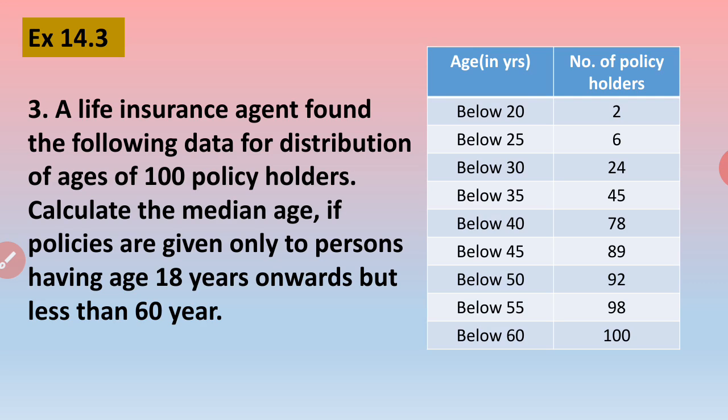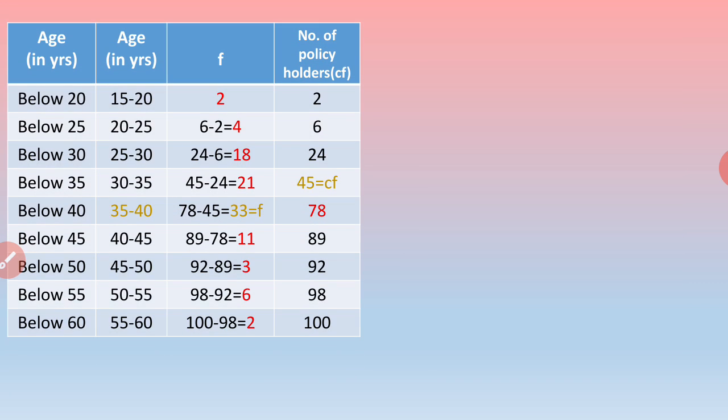Now the same data is to be written class-wise, so class intervals are to be generated. Below 20, below 25, so the difference is 5. So we can consider the very first class interval from 15 to 20. The next will be 20 to 25, next to it 25 to 30 and so on. So this is what we have generated. The first column, that is below 20 and all, is now changed to 15 to 20, 20 to 25 and so on. The frequency is not at all given in the question.